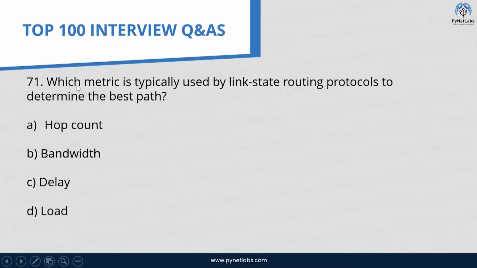The very first question, question number 71, says: which metric is typically used by link state routing protocols to determine the best path? We have some options here. Take your time and write the answer in the comment box.